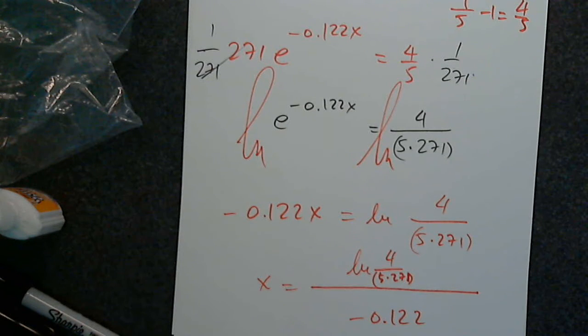Ready? We have to be very careful how we put this in the graphing calculator, please. Let's do it together. I have a calculator here if you want to try it. Okay, so the top, natural log. Inside the natural log, 4 divided by, please put parentheses around the denominator, which is 5 times 271. Close the parenthesis, and then close the parenthesis for the entire log. And then divide by, in parentheses please, negative 0.122. Close the parenthesis and press enter.